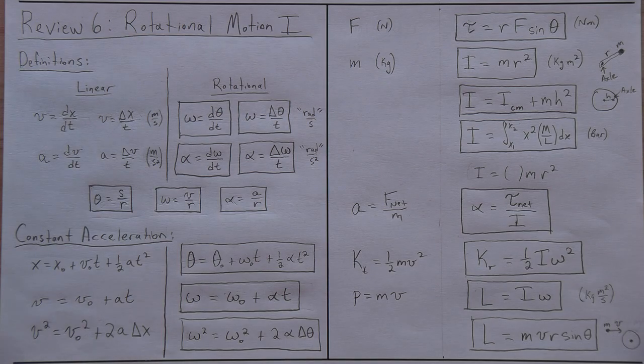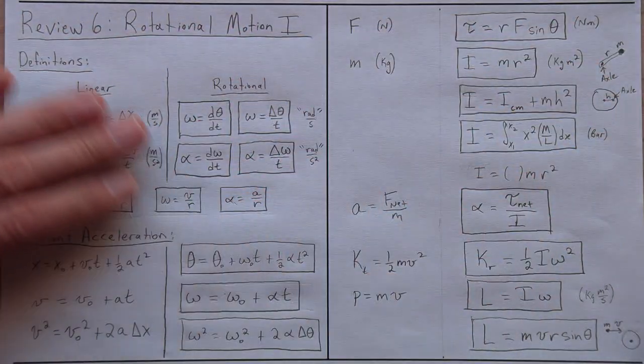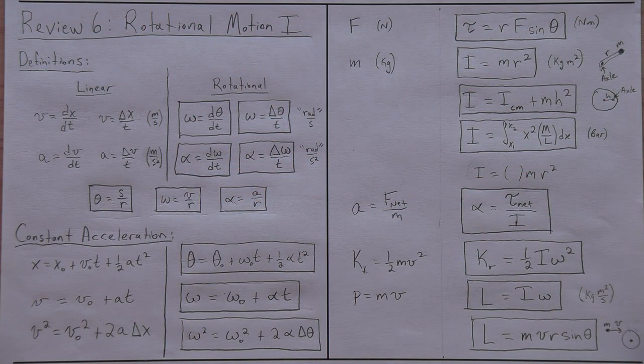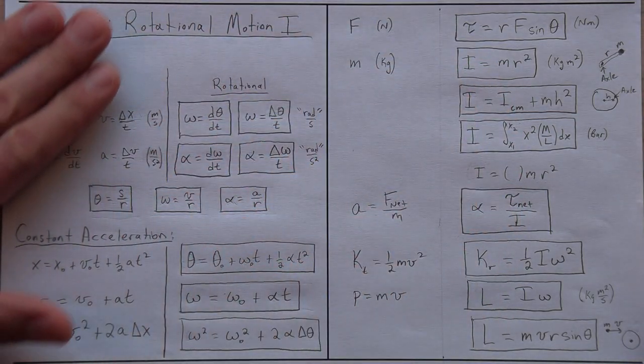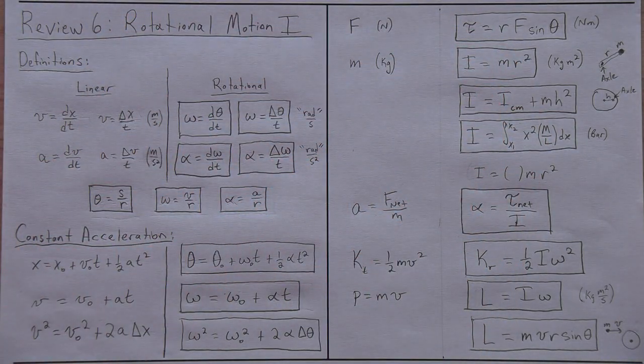So this is it. These are all the ideas in the rotational unit. Even for the next review lesson, review video 7, I'm still going to be using these ideas. What I'm going to do now is do 3 examples regarding acceleration, figuring out the acceleration of something.